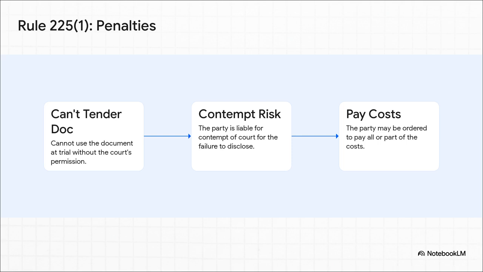Number 1. They can't just whip out that document in court. They need the court's leave, which is a huge gamble. 2. They could be found in contempt of court, which is about as serious as it gets. And 3, they can get slapped with a costs order. So that's Rule 225, Subrule 1. No tendering, contempt, and costs.